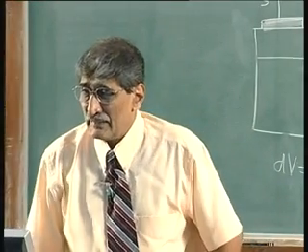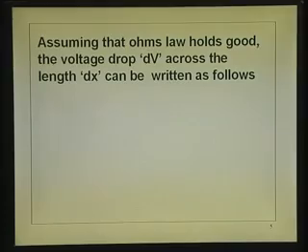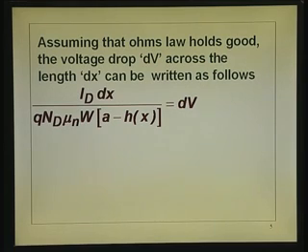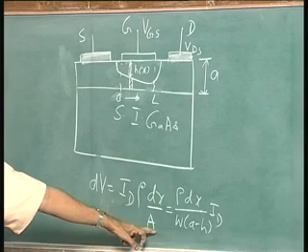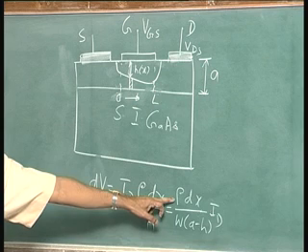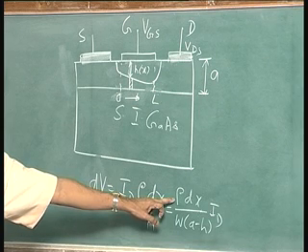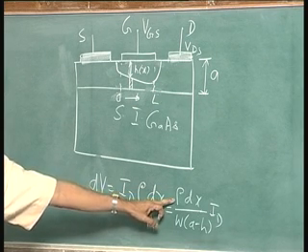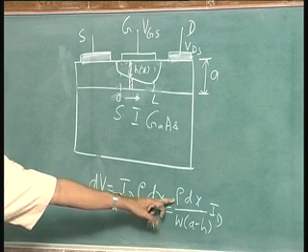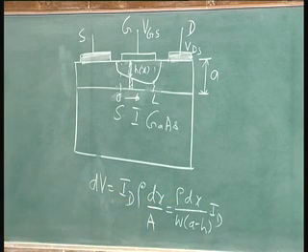So, assuming that Ohm's law holds good, the voltage drop dV across the length dx that we have projected there can be written as follows. I have rewritten that, where dV we said is equal to I_D into dx divided by rho divided by (A minus h) into W. We have put it there. Now, I am substituting for rho in that equation, which is nothing but 1 by q N_D into mu.